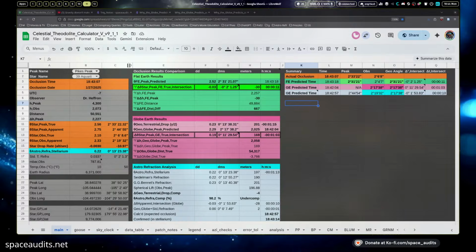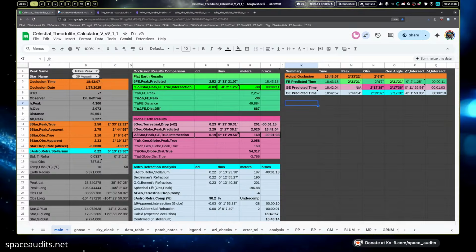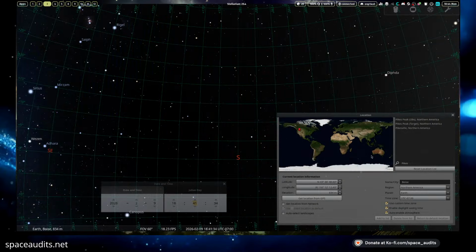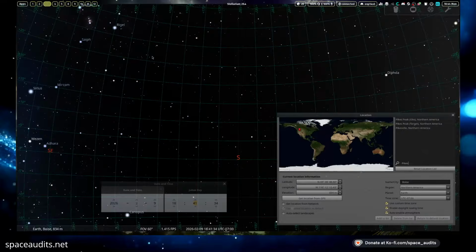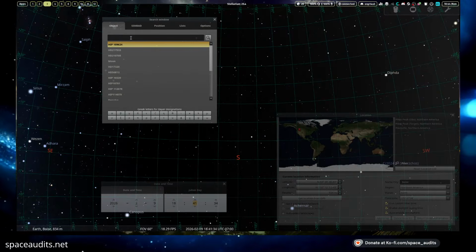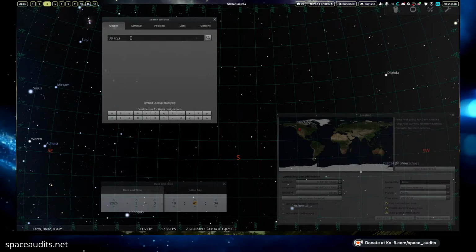You put 2025 Julian Day. Yeah, but that's not when it actually occurred. I'm showing that the occlusion happens later on a globe. The star's going down, the angle's lower. Where's the angle? Hold on, let me see here.